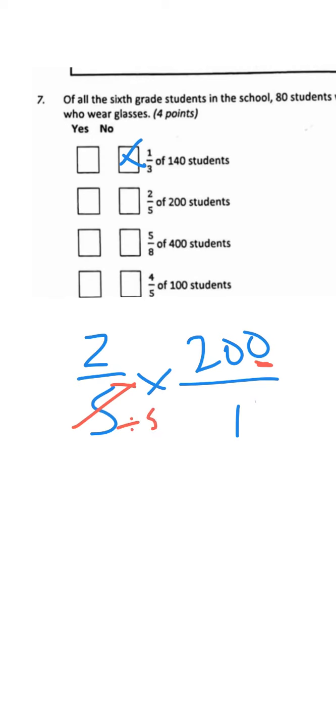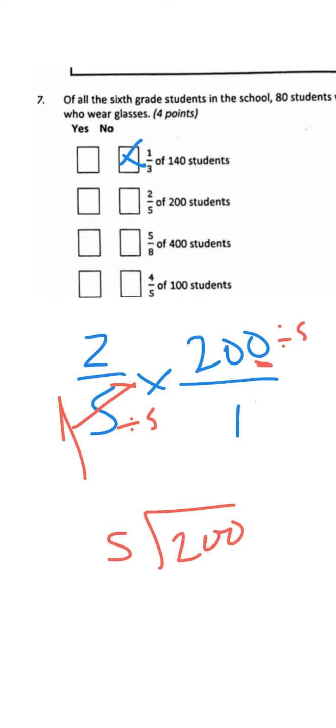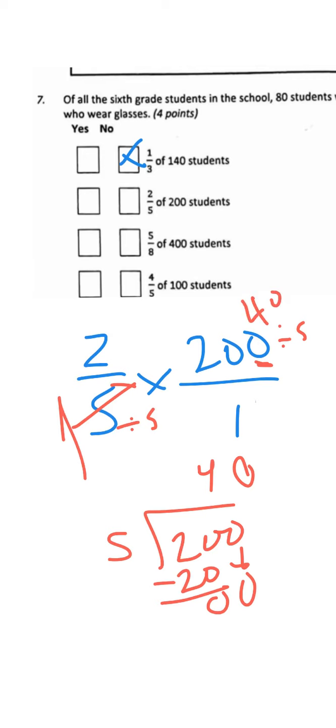So 5 divided by 5 equals 1. And I can divide this by 5. So 200 divided by 5 is, I don't know. Let's figure that out just real quick. This goes in 4 times. 0, bring down my 0. 5 goes into 0, 0 times. So that's going to equal 40. Okay? So now I can multiply across. So now I have, instead of 200, I have 40. So I have 2 times 40, which is 80.